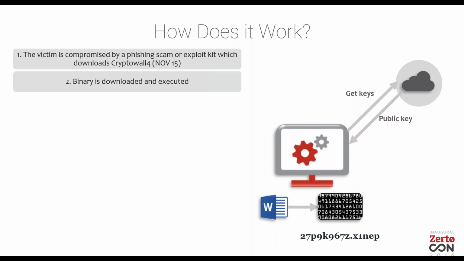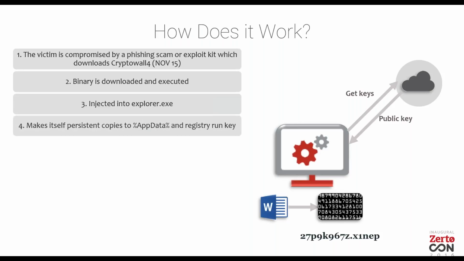The binary is then downloaded and executed, so it's on the user's PC. It's been downloaded, we start to execute, and it's actually injected into the Explorer.exe on Windows. Now, ransomware only infects Windows. At this point, it's trying to make itself persistent and copy itself into the app data folder and run a registry key. It then elevates itself into svchost, and at this point it starts to delete all the VSS shadow copies that you have on that machine.